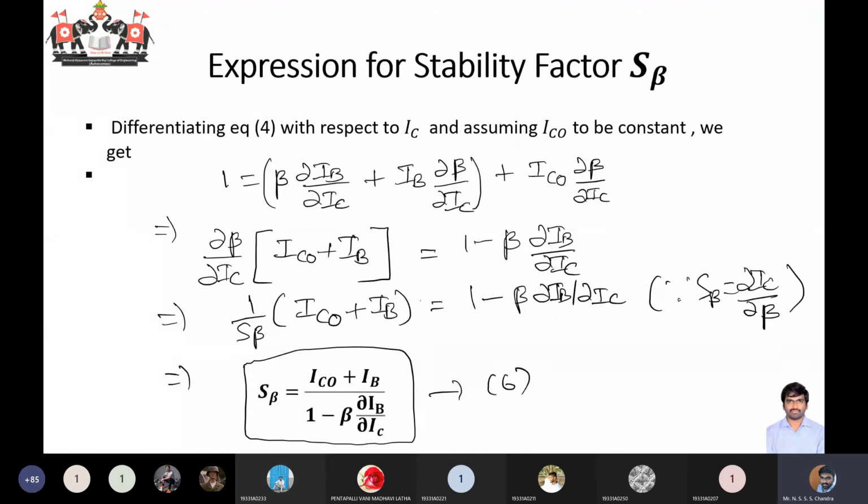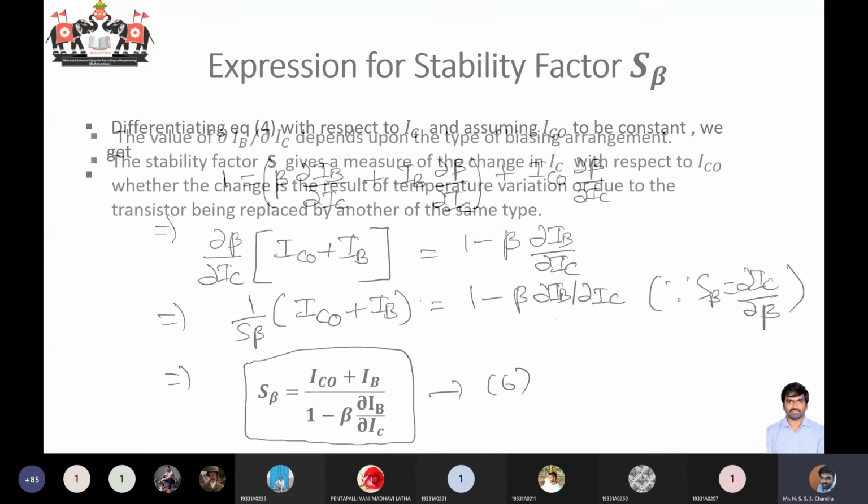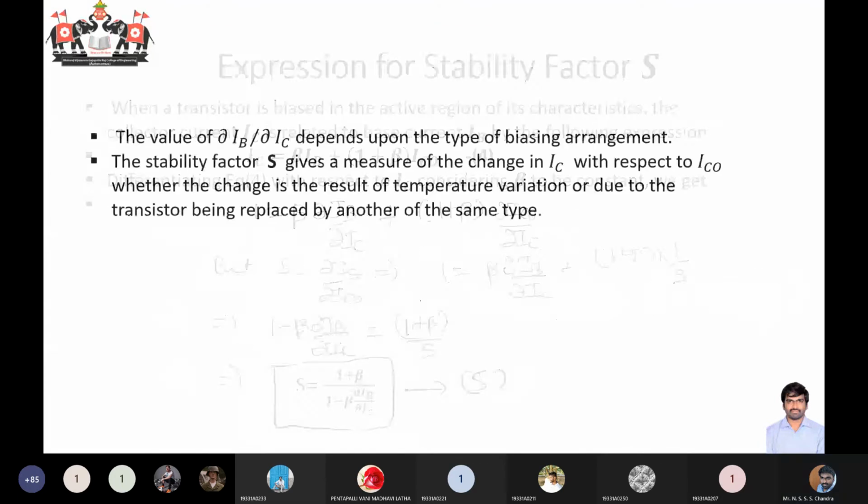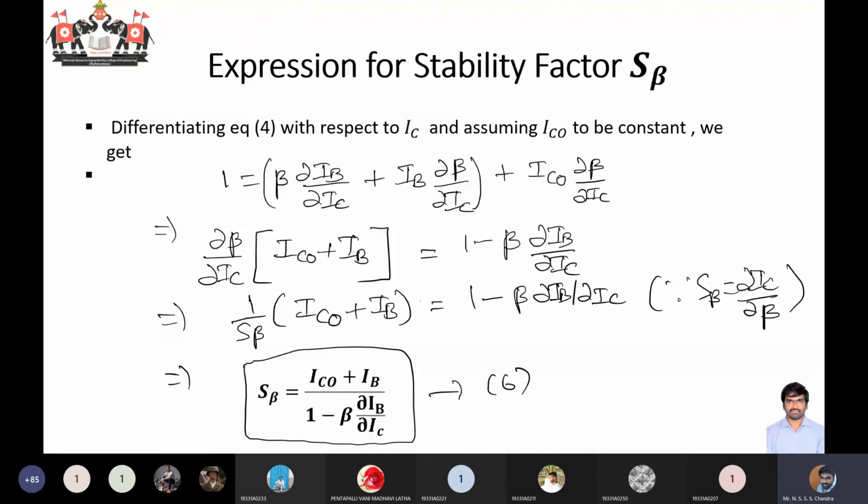Next, the expression for stability factor S beta. Like earlier, we'll be deriving this equation again. We have the equation IC equal to beta IB plus (1 plus beta) into IC0, right? This equation you have. Now you can differentiate this equation with respect to IC.